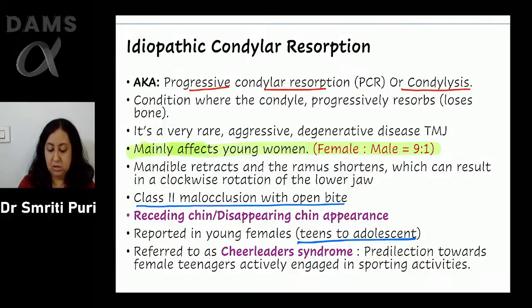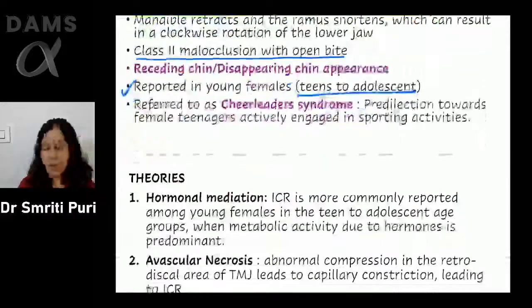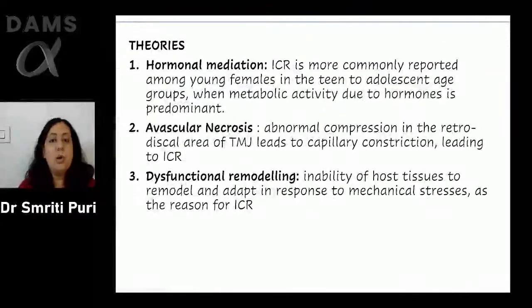This is important. The incidence, the age group is important. It is also referred to as cheerleader syndrome, that is predilection towards female teenagers actively engaged in sporting activities. Okay, these are some very important points. Then there are a few theories.